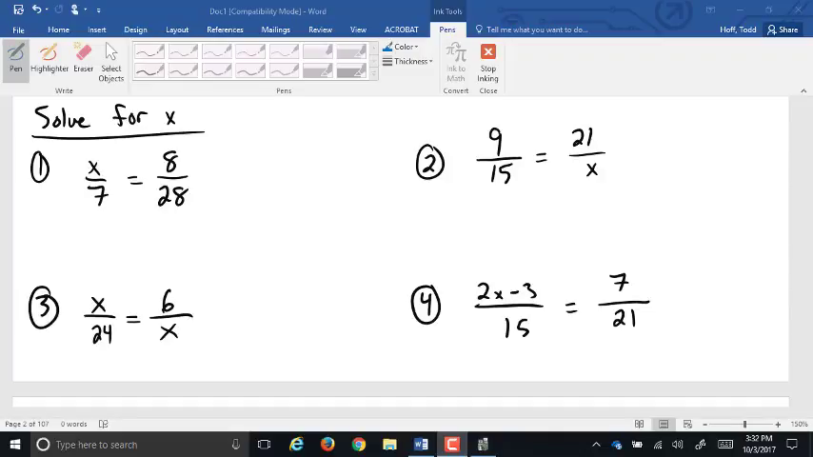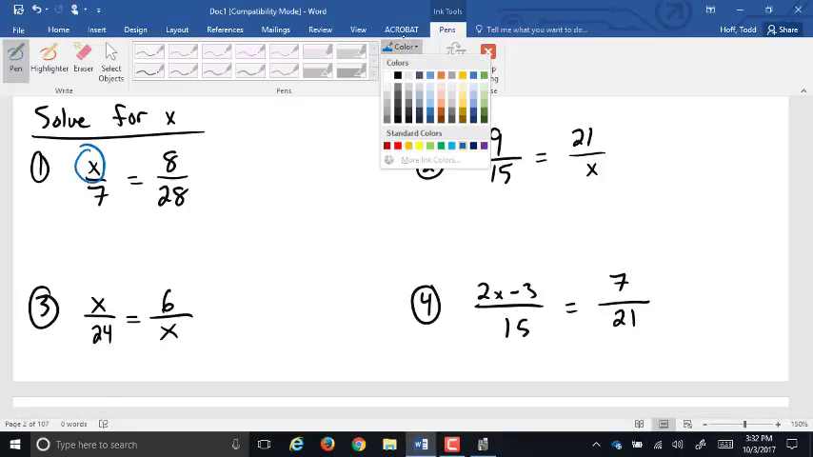So what we're looking at here are proportions. We have ratios that are equal to each other. So for the first couple, trying to find x, it's going to be a simple cross multiply and divide. So like for number 1 here, here's our missing number right there.